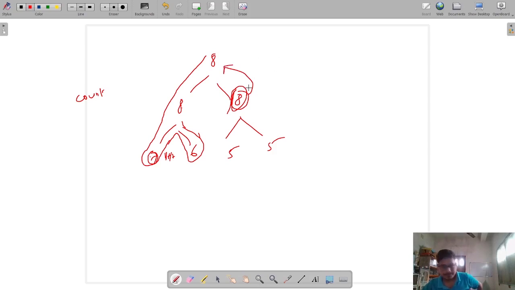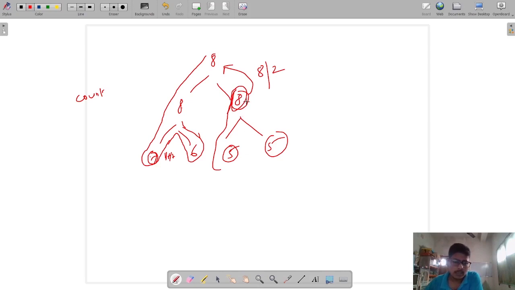It will return its value, the count of single value subtrees under this. What it means is, if there is any number of single value subtrees under this subtree, suppose this is a single value subtree, this is a single value subtree, so it will return 2. If this was 5, it will return 3. So what will the node return? I am again telling you, it will return the number of single value subtrees under this subtree.